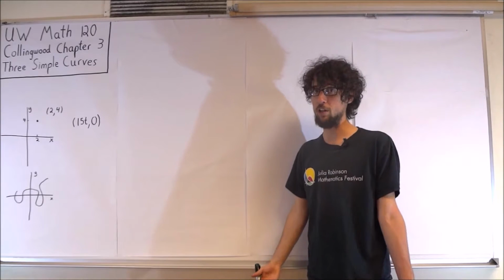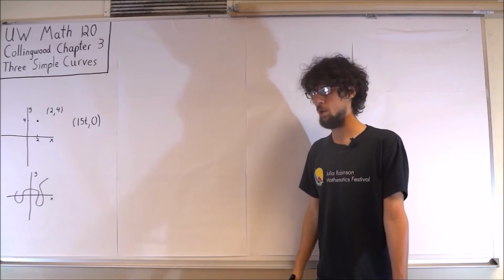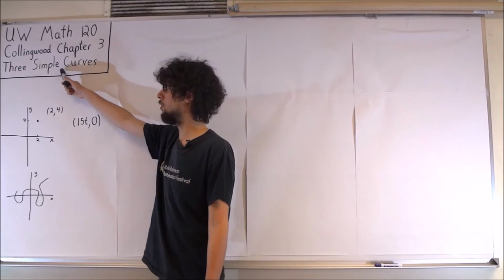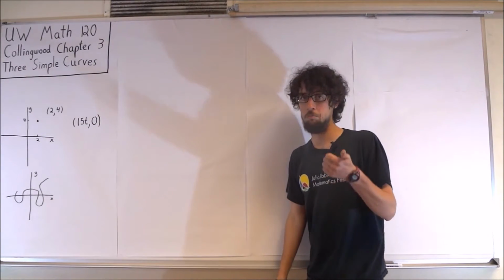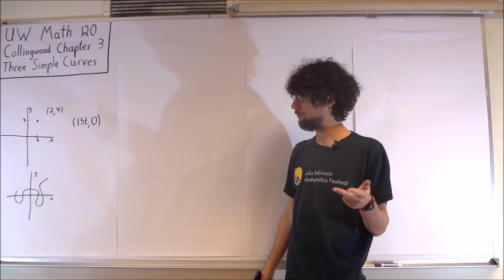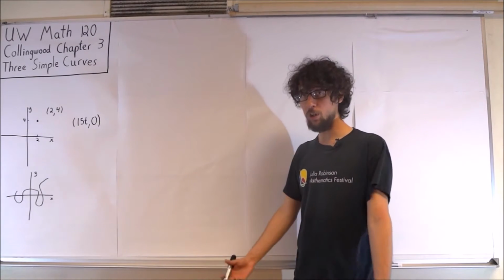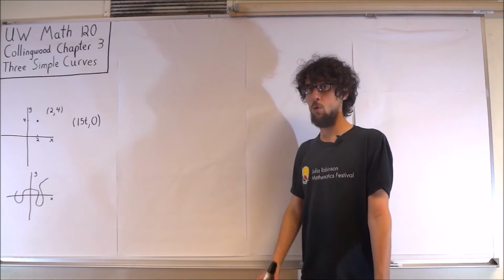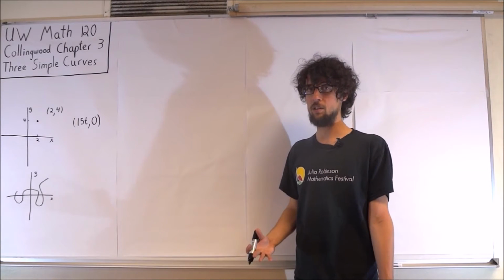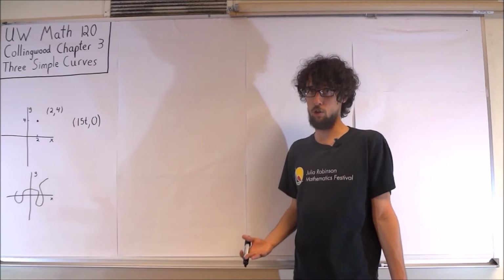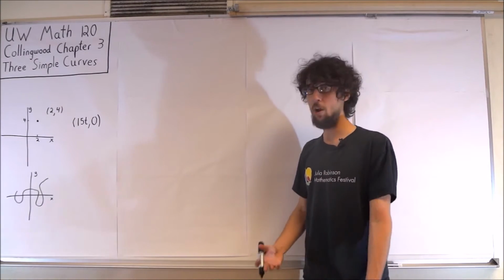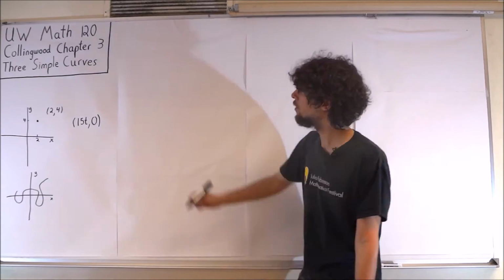Here is a perfectly fine curve on a coordinate system. Now, in Chapter 3, we're going to look at 3 simple curves. These curves are horizontal lines, vertical lines, and circles. What are we going to do with these curves? We're going to see with each of these curves 3 different ways to look at these curves, 3 different representations of these curves. What are these 3 representations?